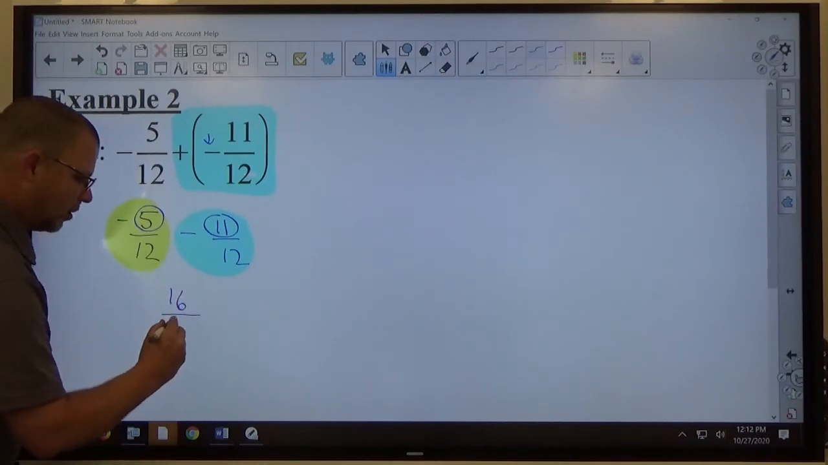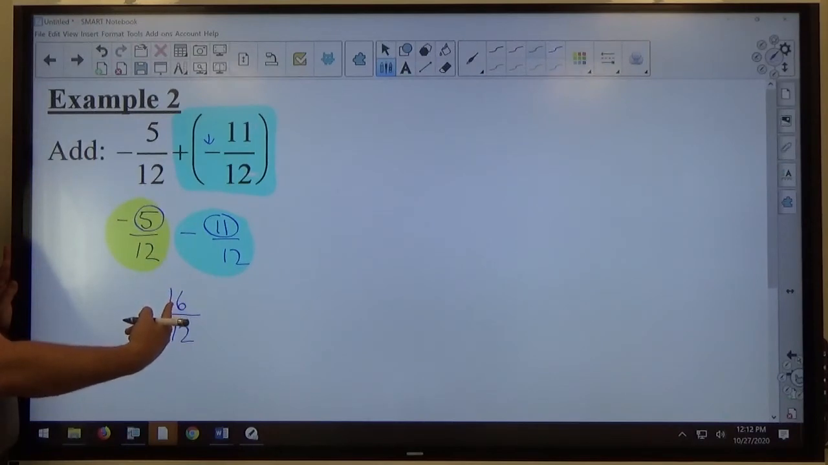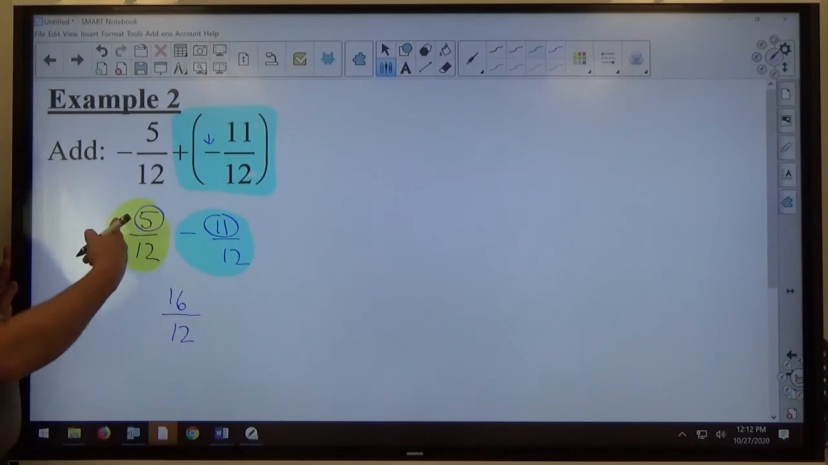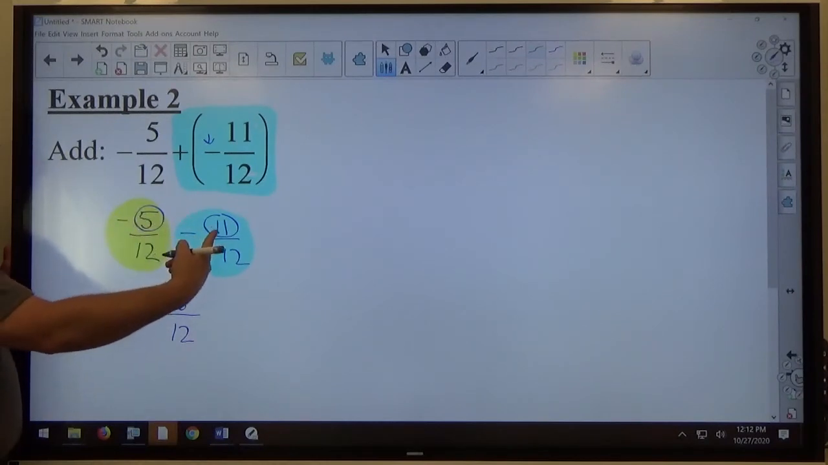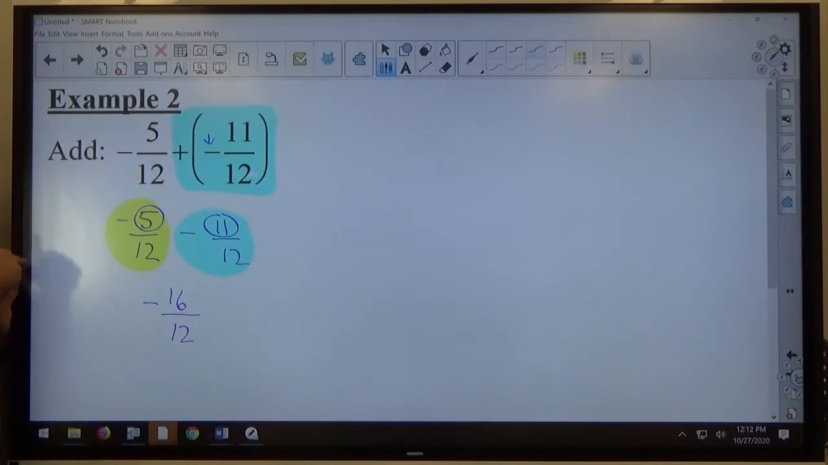And adding fractions is what it always has been. The numerator changes to a new numerator. The denominator stays what it was. And then between the two numbers, 5 and 11, 11 is bigger. It's negative, so we get a negative 16/12. That is the correct answer.